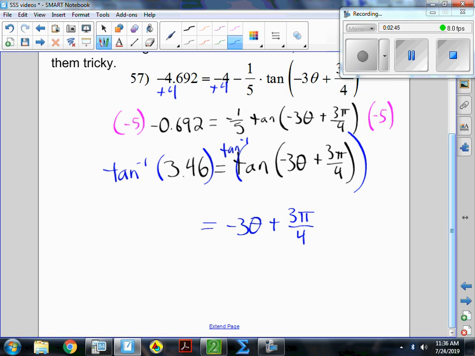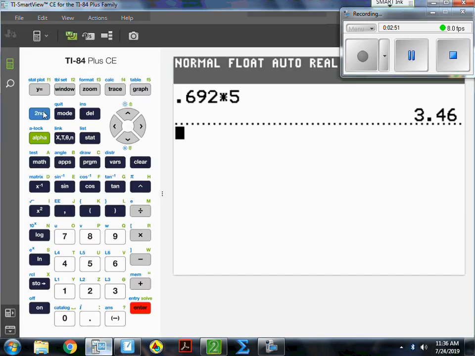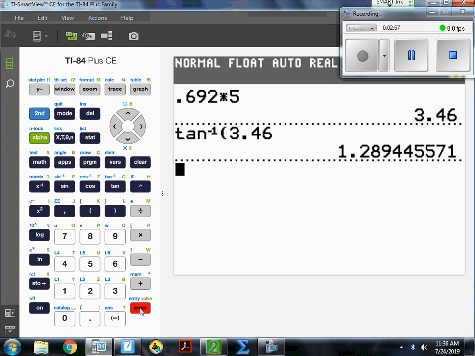So I need to take the inverse tangent of 3.46. So inverse tangent, 3.46. And it tells me 1.289. And we'll use the calculator's exact value here. We'll just round it when we say it verbally, 1.289. That means if I take the tangent of 1.289 radians, I will get 3.46, right? So tangent of 1.289 radians is approximately going to equal the number 3.46. So we're just working in radians instead of degrees.